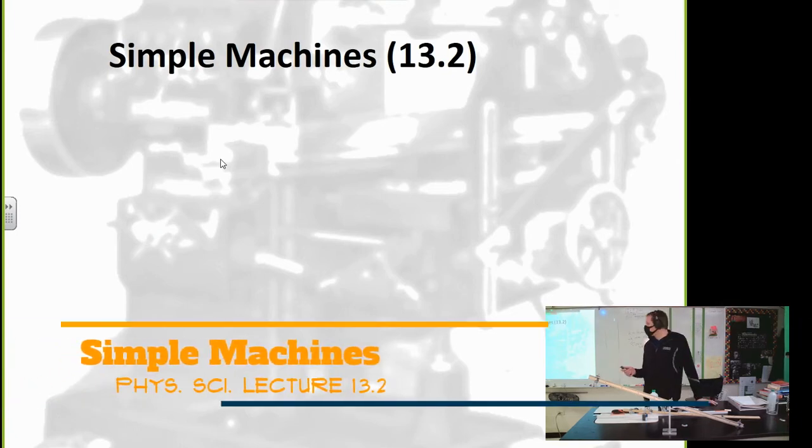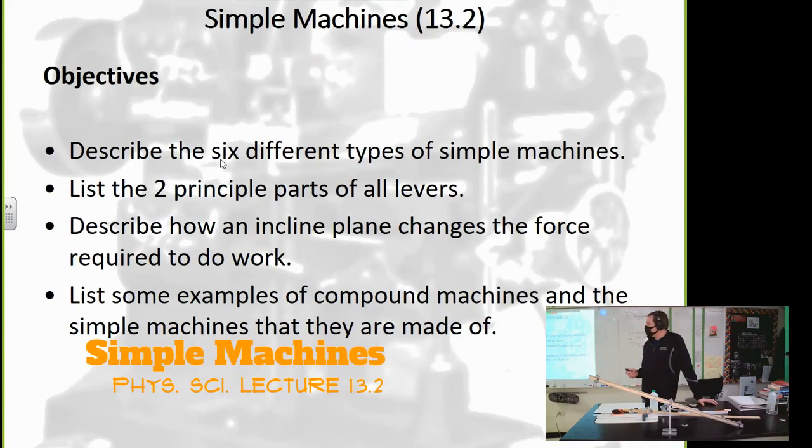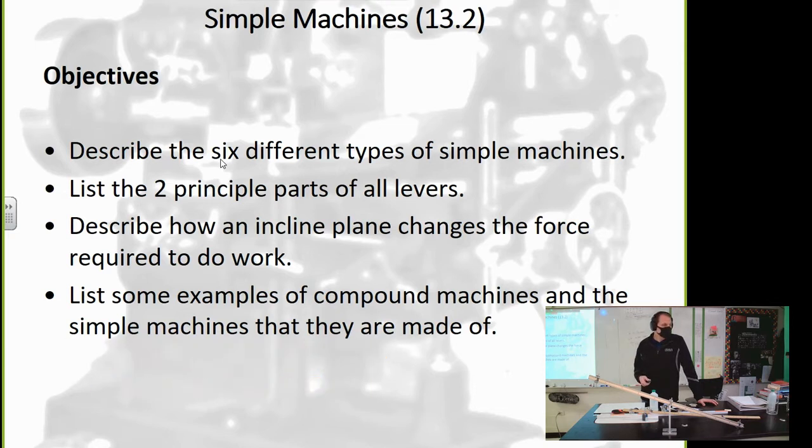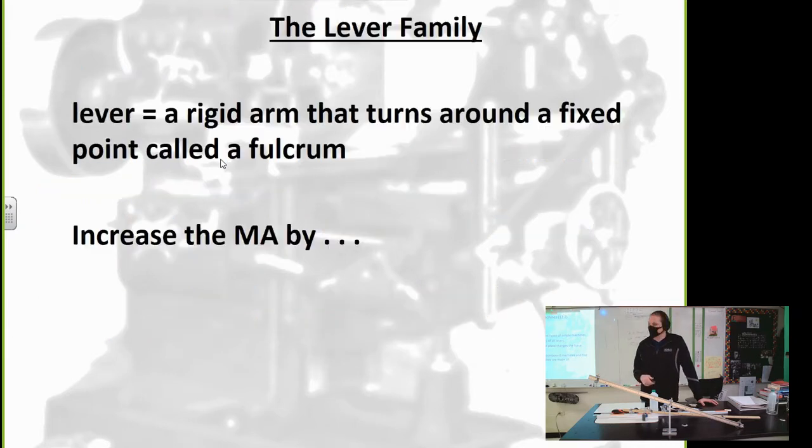So simple machines, we're in section 13.2. Our objectives: we want to describe the 6 different types of simple machines. We want to list the 2 principal parts of all the levers that we deal with, and we want to talk about how that inclined plane is actually helping to change the force required to do work. And we want to list examples of compound machines and then the simple machines that they're made up of, okay? Lots of different compound machines, we're just going to do some of those.